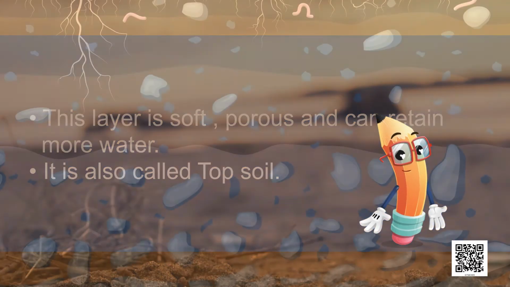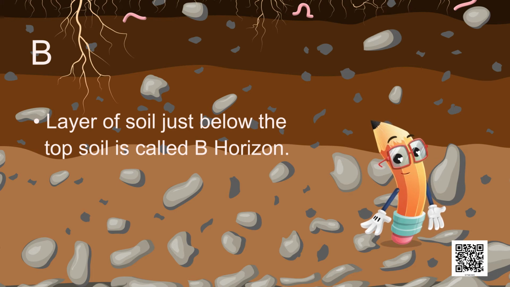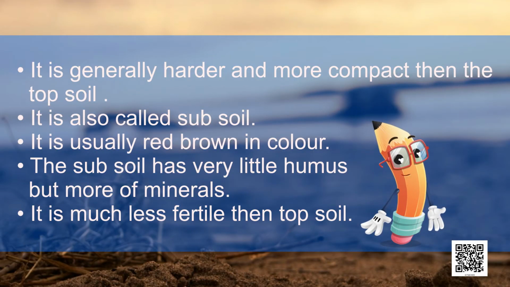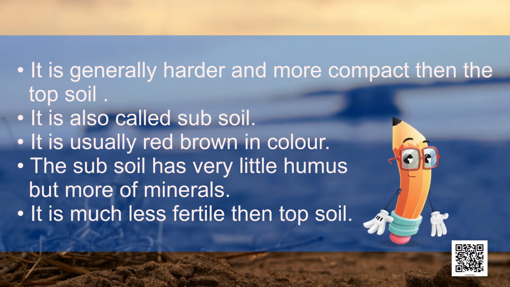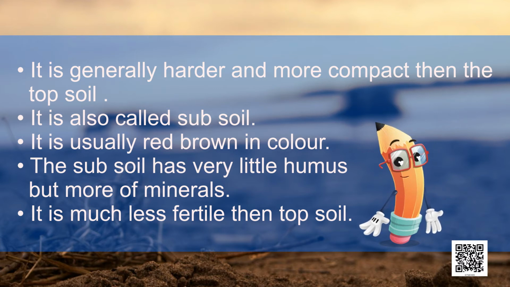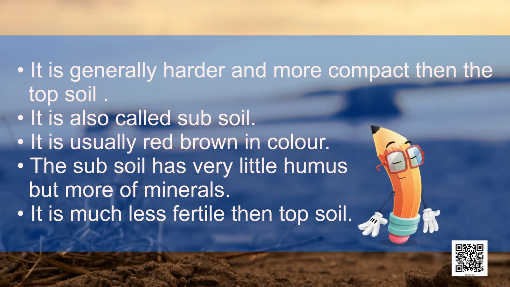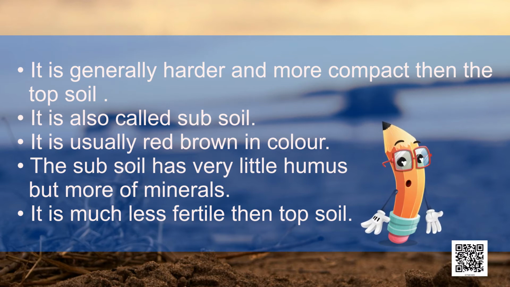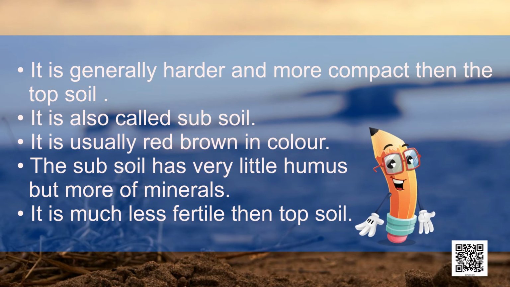B horizon. The layer of soil just below the topsoil is called B horizon. It is generally harder and more compact than the topsoil. It is also called subsoil. It is usually red brown in color. The subsoil has very little humus but more minerals. It is much less fertile than topsoil.